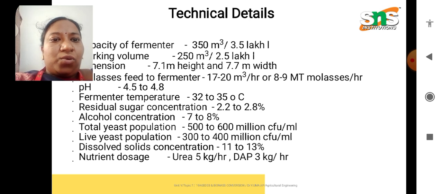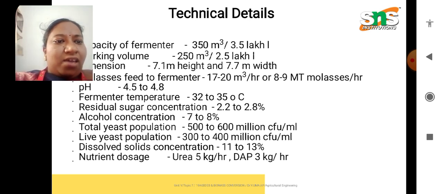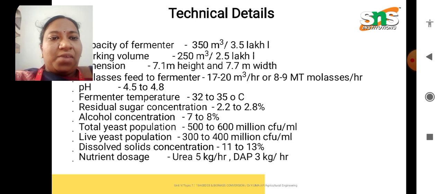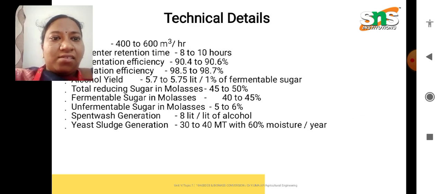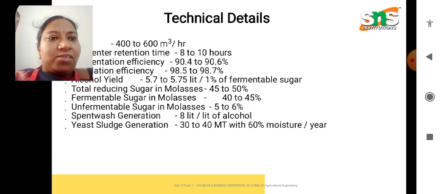The total yeast population is 500 to 600 million per cubic unit. Nutrient dosages of urea 5 kg per hour and diammonium phosphate 3 kg per hour are being added daily, and a dissolved solid concentration of 11 to 30% is present in the fermenter. Other technical details are that spent wash generation is 8 liters per liter of alcohol production. Yeast sludge generation is 30 to 40 million tons with 60% moisture per year.